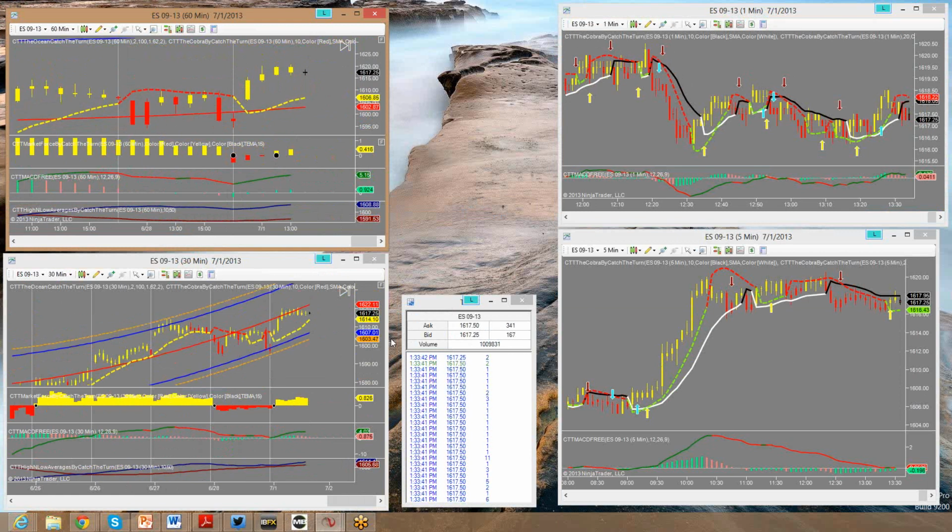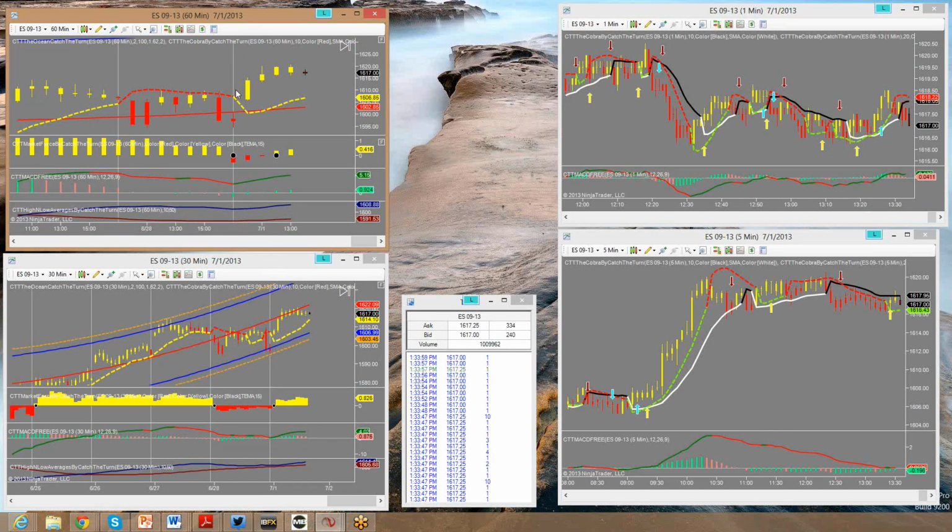Each tick is $12.50. Most of you are probably trading multiple contracts, anywhere from 2 to 20. So you guys, you're not swinging for the fences on these. You're not trying to kill the market every day. You're just trying to take a little bit of this move here.